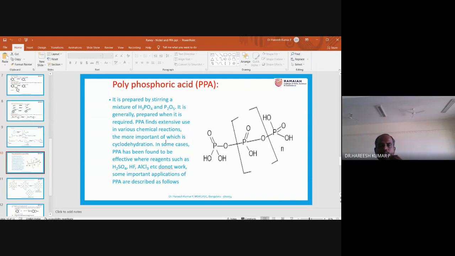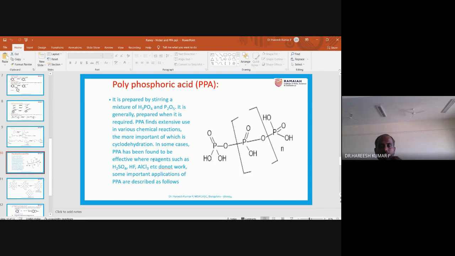The more important of which is cyclodehydration. I think you are aware of dehydration. What is cyclodehydration? Dehydration means removal of water. Cyclodehydration also means removal of water, but there will be a formation of cyclic compounds. That is the advantage. Overall, this PPA can be used as a dehydrating agent, more particularly a cyclodehydrating agent, in the synthesis of many organic compounds.